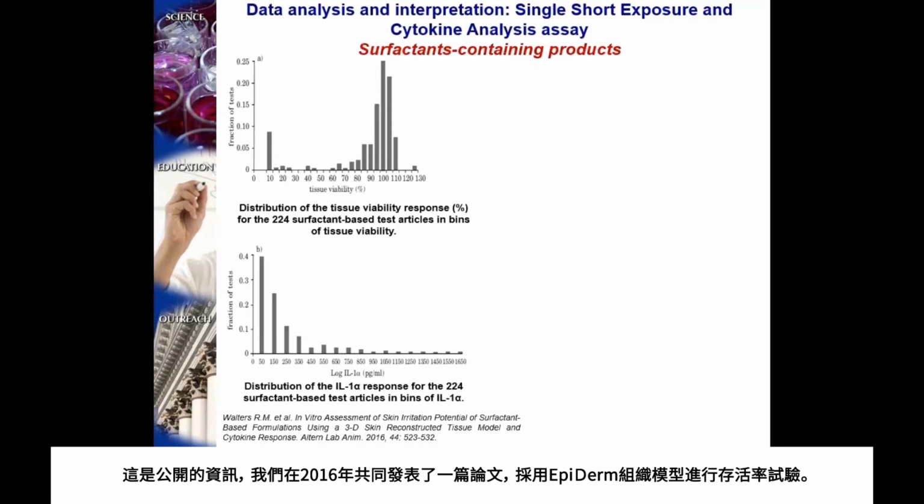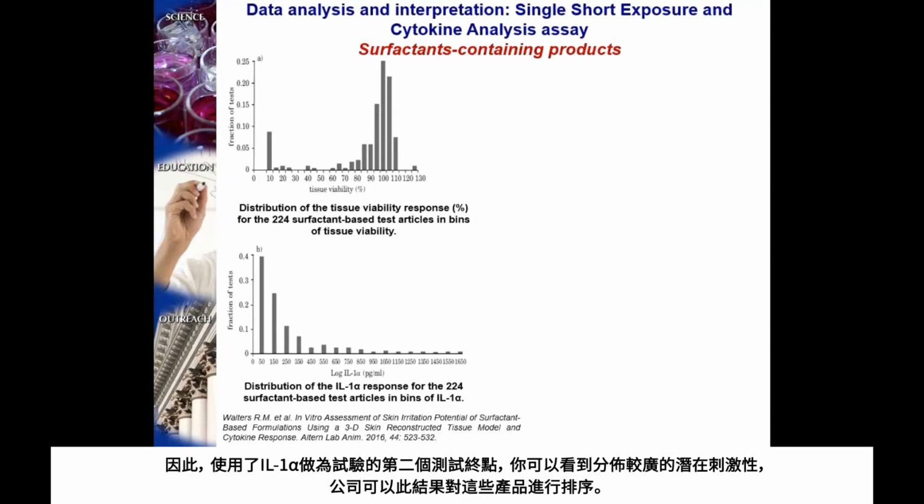And in that work, we tested products that, in terms of viability of the tissues used, the EpiDerm tissue model, were mostly non-irritant or mild. So they were all kind of grouped in this area of the tissue viability. So we couldn't really compare any irritation potential that may have occurred. So the second endpoint that was used for the assay was the interleukin-1 alpha, and you can see a better spread of the irritation potential that the company could use to rank the product.